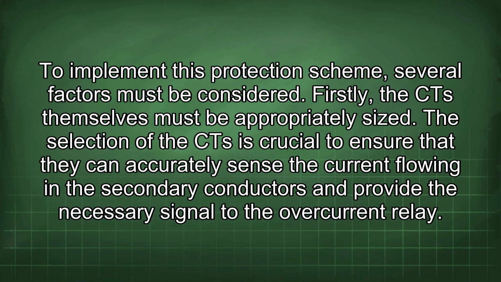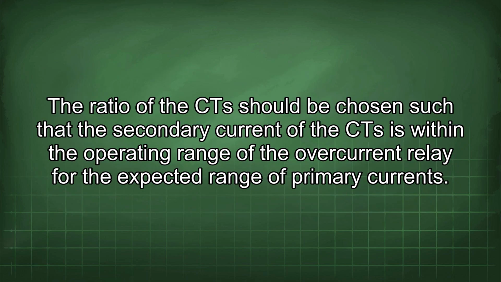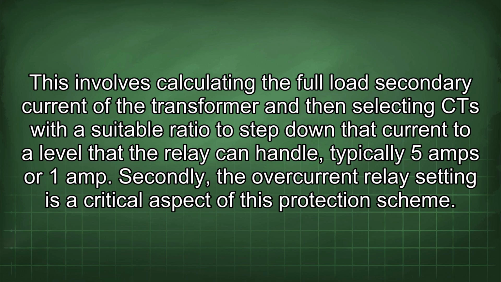Firstly, the CTs themselves must be appropriately sized. The selection of the CTs is crucial to ensure that they can accurately sense the current flowing in the secondary conductors and provide the necessary signal to the overcurrent relay. The ratio of the CT should be chosen such that the secondary current of the CT is within the operating range of the overcurrent relay for the expected range of primary currents. This involves calculating the full load secondary current of the transformer and then selecting CTs with a suitable ratio to step down that current to a level that the relay can handle, typically 5 amps or 1 amp.